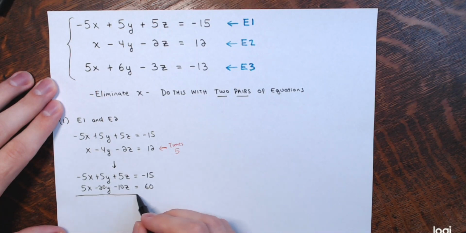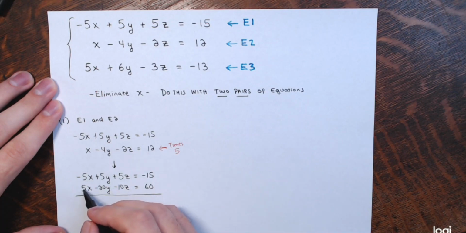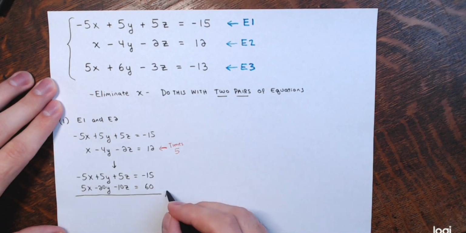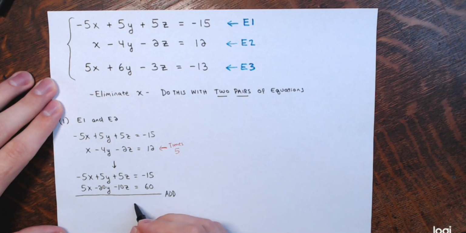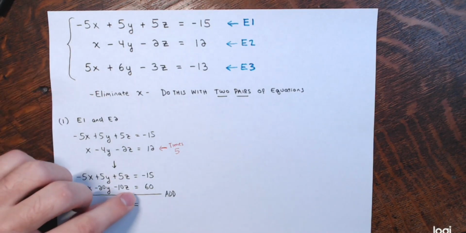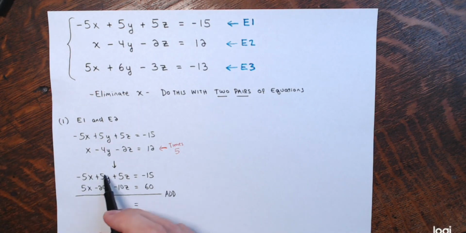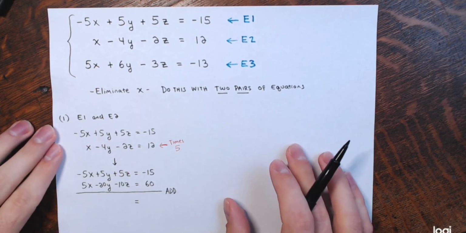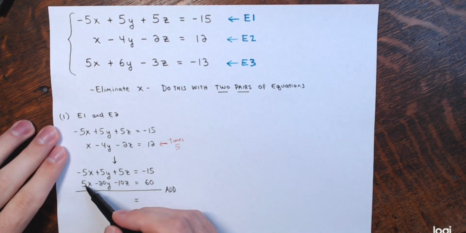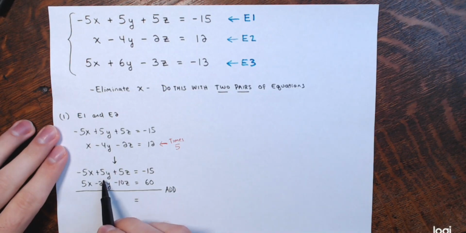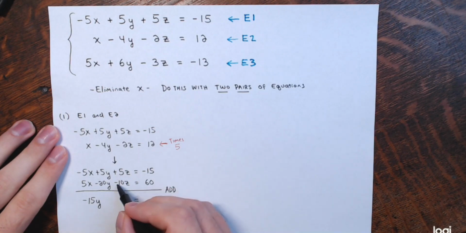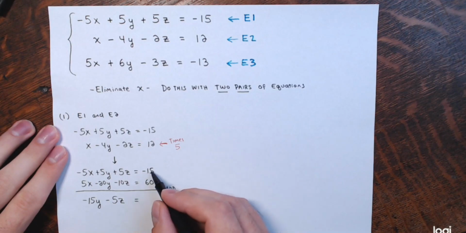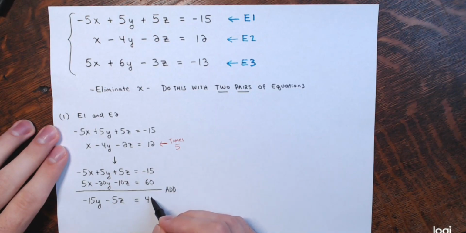And now that the coefficients of the x's are opposites, positive 5, negative 5, I will then add the equations together to create a new equation. So I'm lining up equal signs here, combining all the like terms on the left, combining the terms on the right. And you see that the x's will be gone. Negative 5x plus 5x is nothing. Positive 5y plus negative 20y would be negative 15y. 5z minus 10z would be minus 5z equals, and then negative 15 plus 60 would be positive 45.